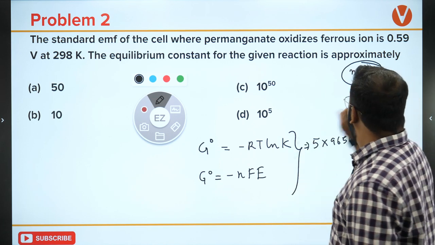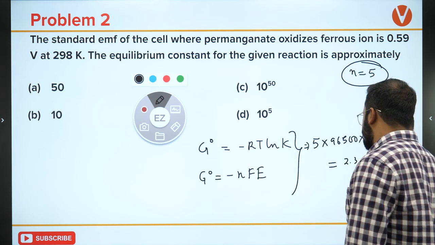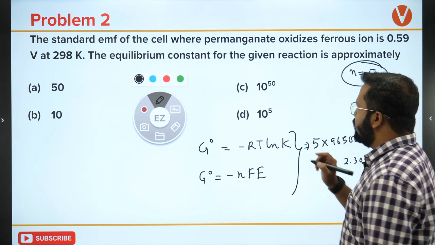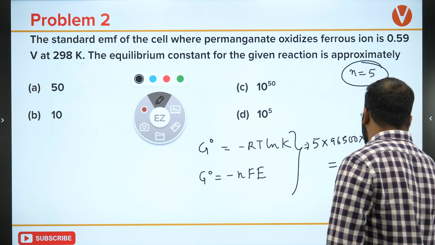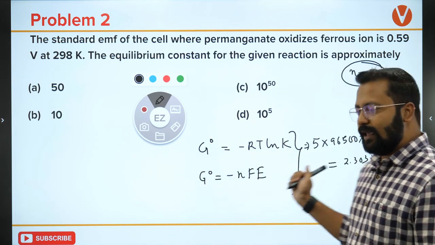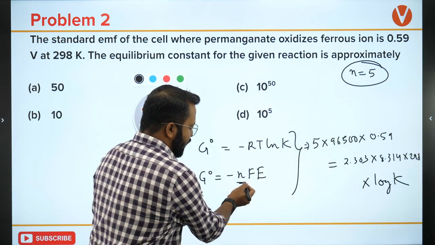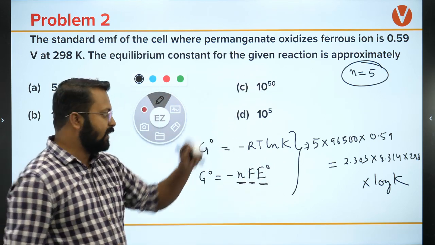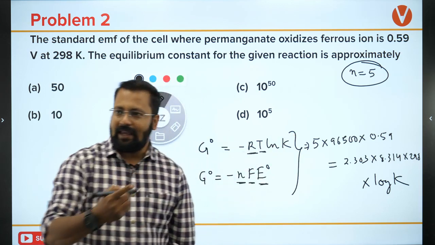E value is 0.59, which will be equal to 2.303 times R value 8.314, temperature 298, times log K. Please look over here. N value is 5, F is 96500, E naught is given as 0.59, R value is 8.314, T is 298.